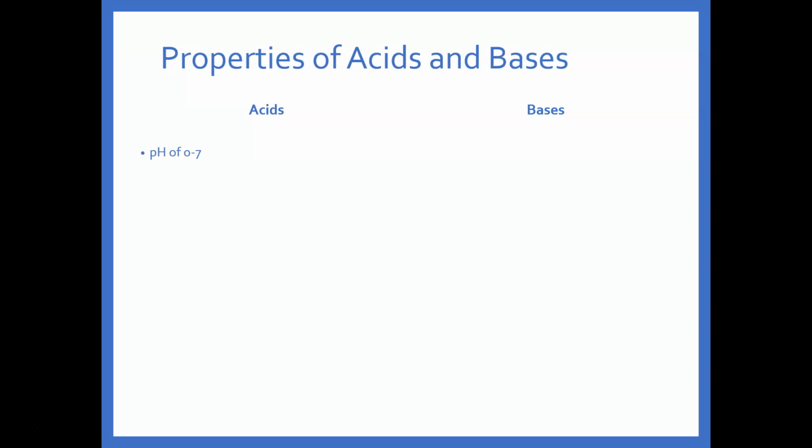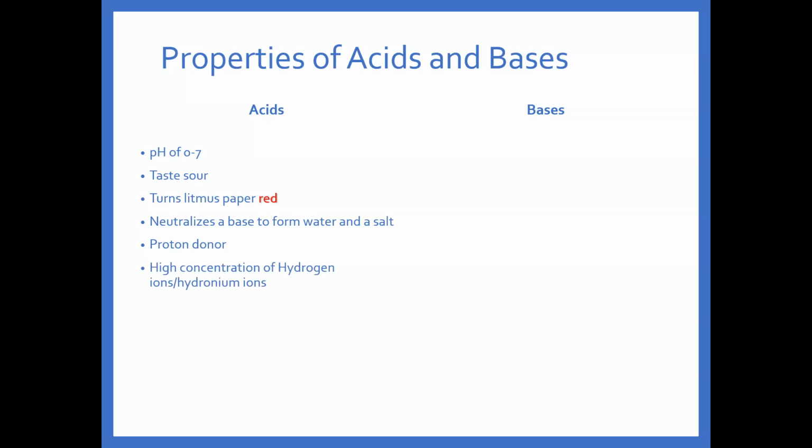So acids have a pH of 0 to 7. They taste sour. All of those sour candies that you love, it's because of a substance called citric acid. It's going to turn litmus paper red. Neutralizes a base to form water and a salt. Is what we call a proton donor, which we'll get more into later.